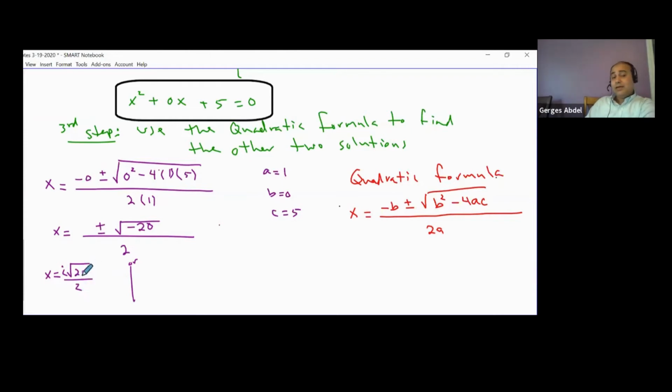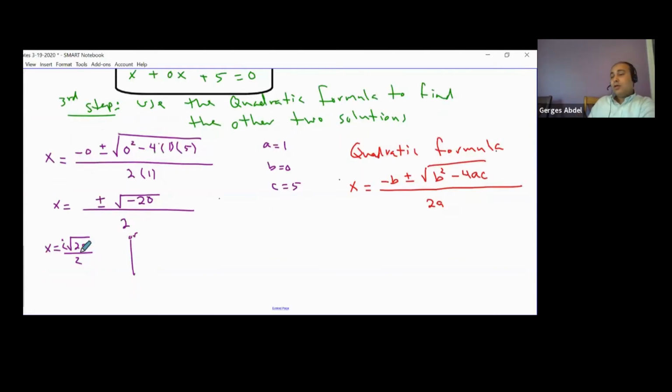And remember, you cannot cancel the 20 with the 2, because in reality this is not 20, this is the square root of 20. All right, so you cannot. And the other one, x equals negative i square root of 20 divided by 2. All right? You can leave it like this for now. I'm not going to bother with simplifying.